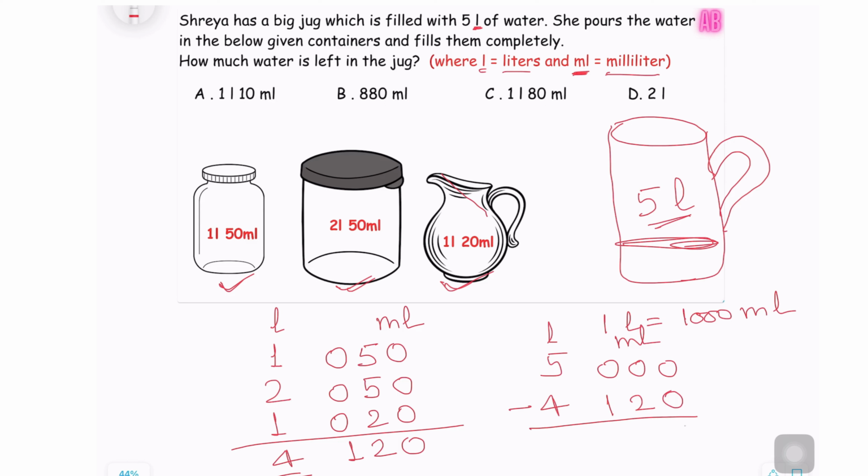Okay, so 0 minus 0, 0. Now here is 2, so we cannot subtract, so we will borrow from here. Here already is 0, we will borrow from here. It will become 4, here it will become 10, then we will borrow, here it will become 10, here it will become 9. Okay, 10 minus 2 is 8, 9 minus 1 is 8, 4 minus 4 is 0. So the capacity is 880 milliliter. Option number B.